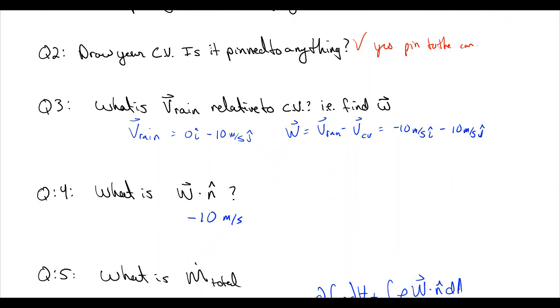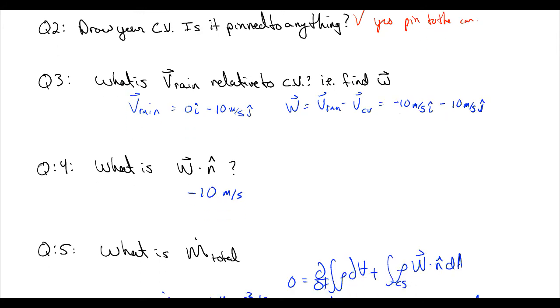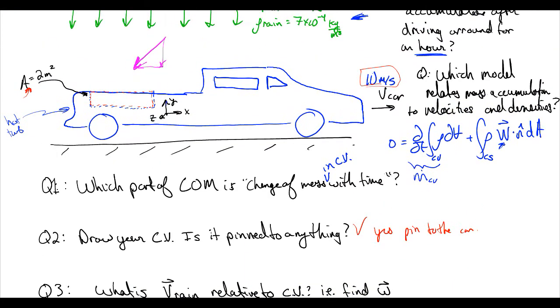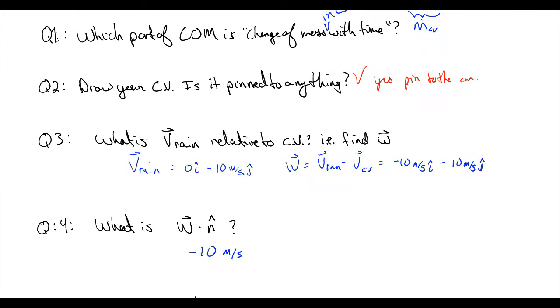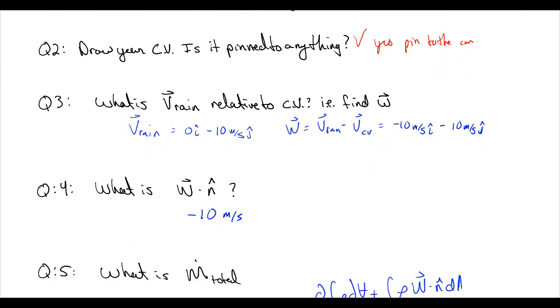So, what is W dot N hat? Well, W dot N hat, we have, is fluid entering our CV? Yes, it is. It's coming in here at an angle through our CV and filling our tub with cold water as opposed to the hot water that's already in there, which sucks. And it's going to be negative because it's entering, and it's 10 meters per second.